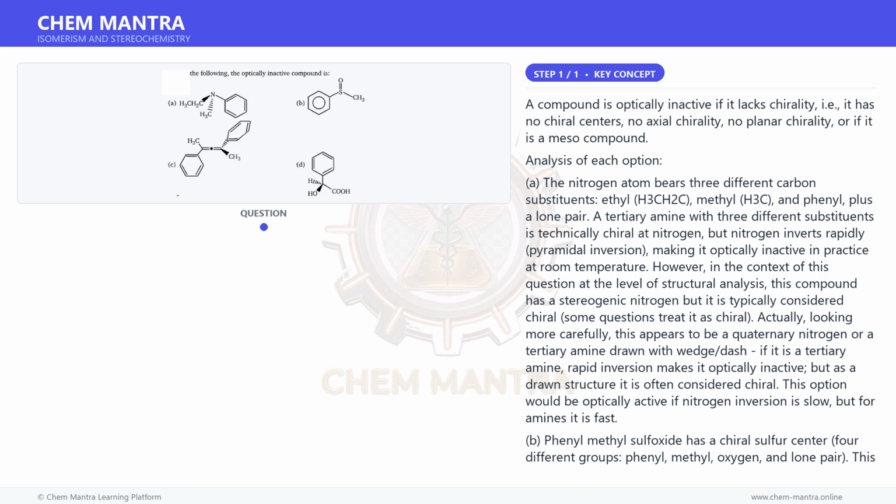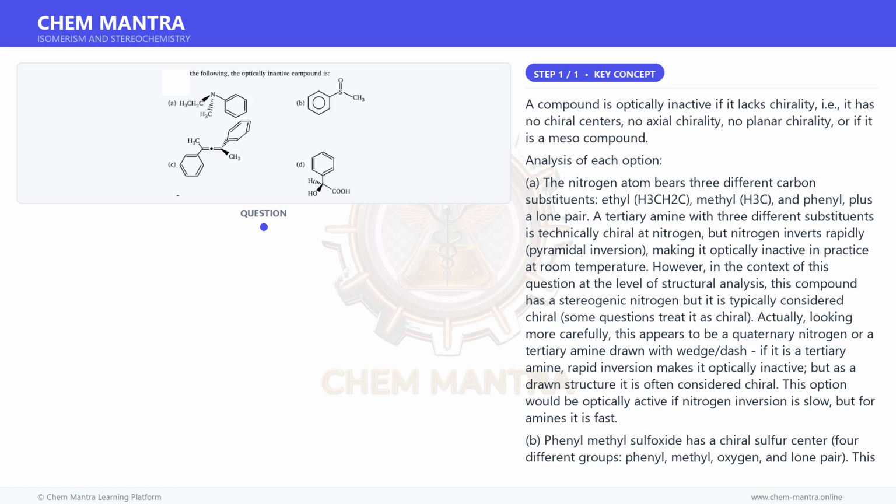C. The allene shown is H3C, C6H5, C=C=C, C6H5, CH3. For an allene to be chiral, axial chirality, the 2 ends must each bear 2 different substituents and the compound must not be superimposable on its mirror image. Left end H3C and C6H5, 2 different groups, yes. Right end C6H5 and CH3, 2 different groups, yes.